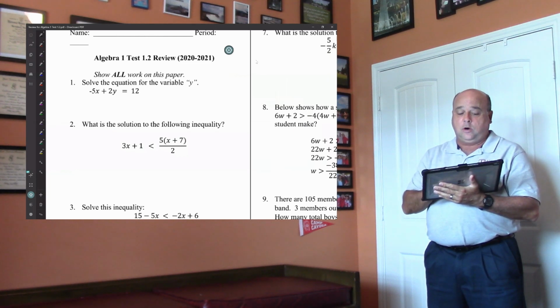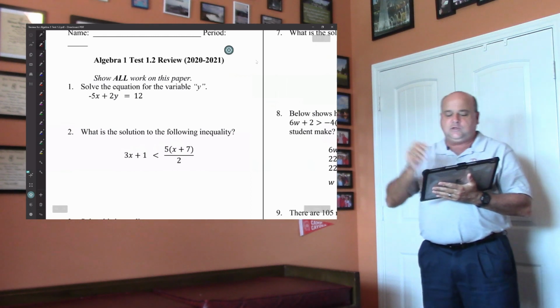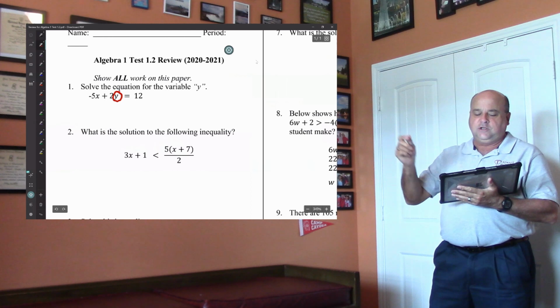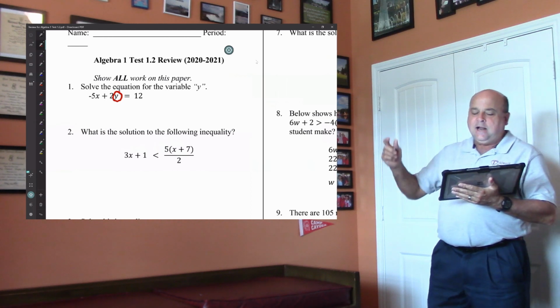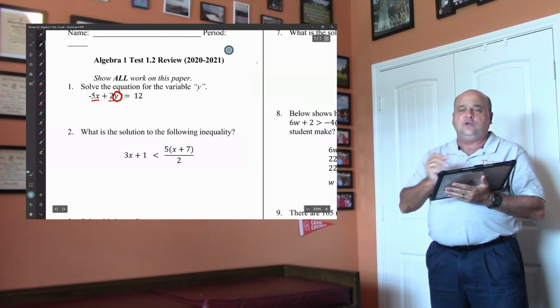Okay, I'm going to show all your work on this paper, and this will help you out on your test tomorrow. So on the first problem here, we're going to solve for y. Remember, you want to isolate the variable you're talking about, so we're going to circle the y. Now then, think about what's going to happen here. We've got to get rid of the 5x and the 2, don't we?